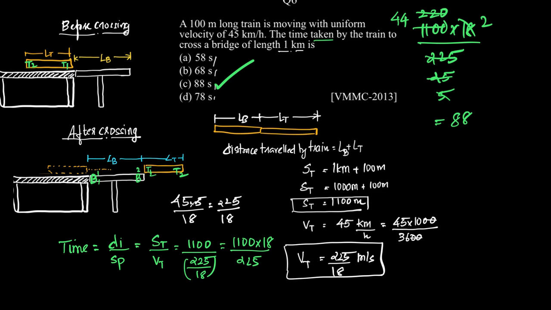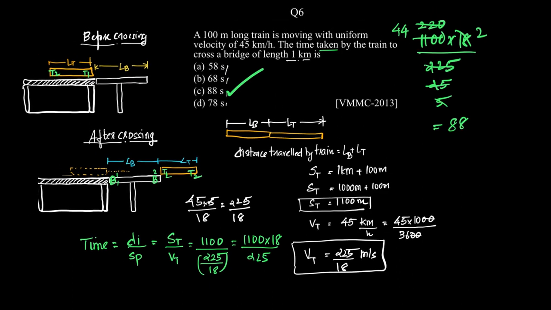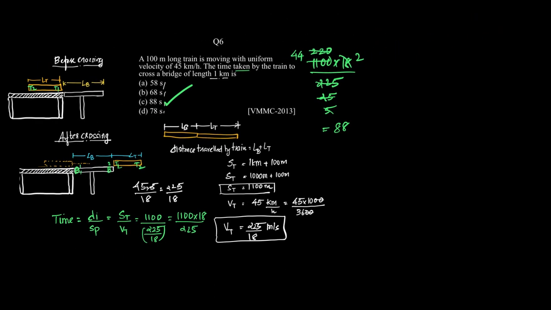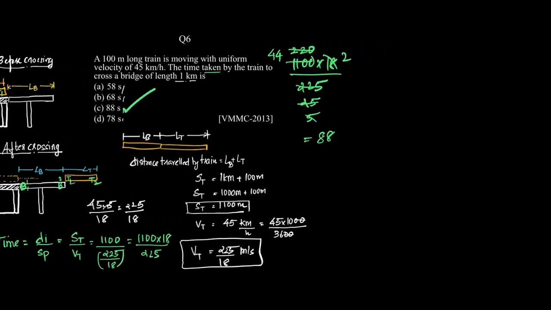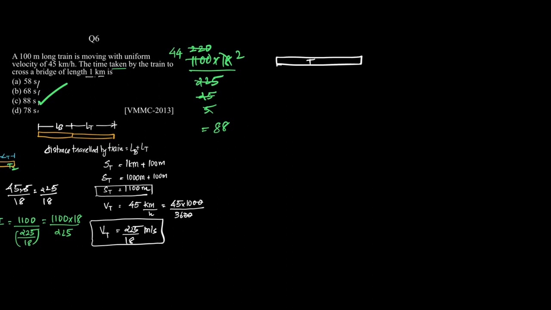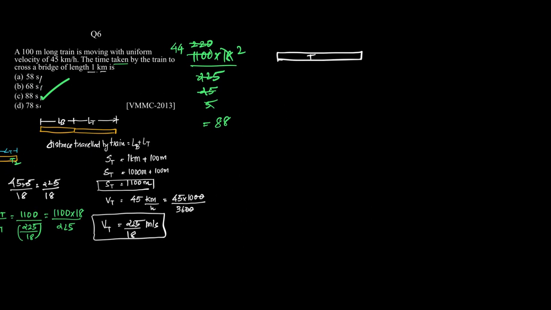And I think I should add one more point here. I think the diagram was a bit confusing, so I would like to rephrase the diagram. So it goes like this. This is the train, right? And let's assume this to be the bridge. Okay, train and bridge.